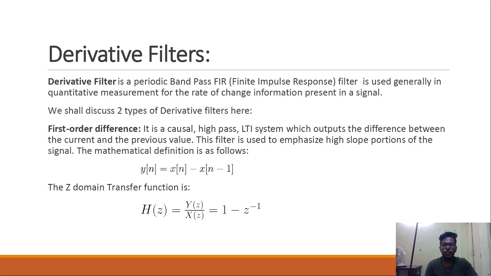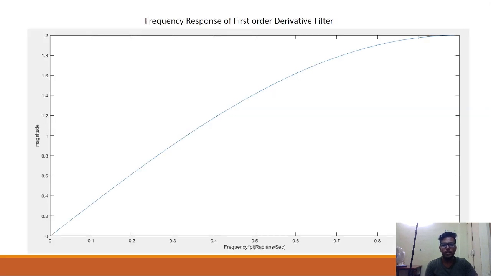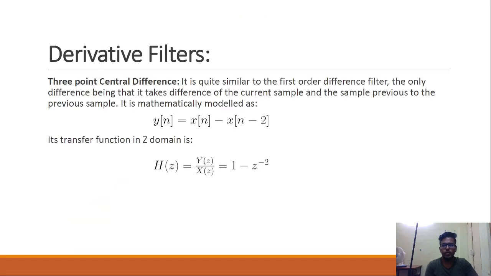The frequency response of the signal shows that this is the high pass filter. We see that the low frequency components are suppressed and the high frequency components are allowed to pass with a significant gain. Now let's see the 3-point central difference filter. It is quite similar to the first order difference filter.